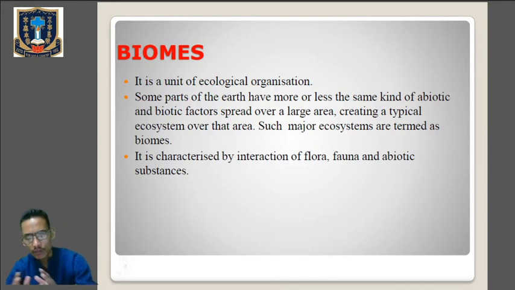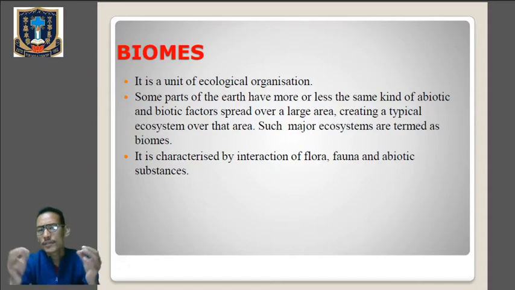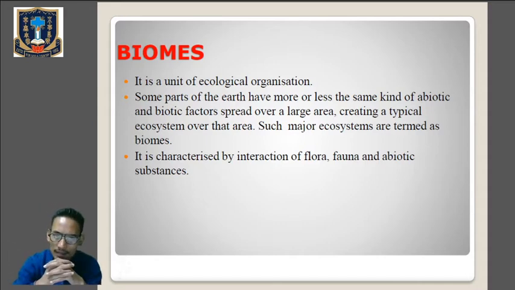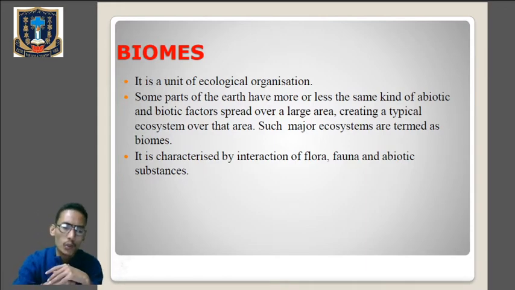Because most of the habitats, most of the places on our planet Earth have more or less the same kind of biotic and abiotic factors, and this will create a typical ecosystem over that habitat or area. So such major ecosystems are mainly known as biomes.